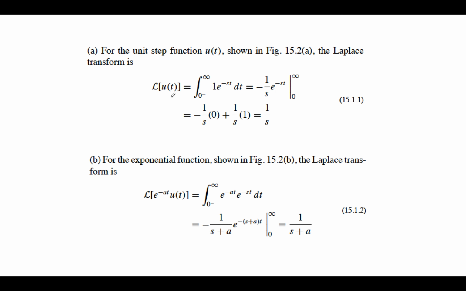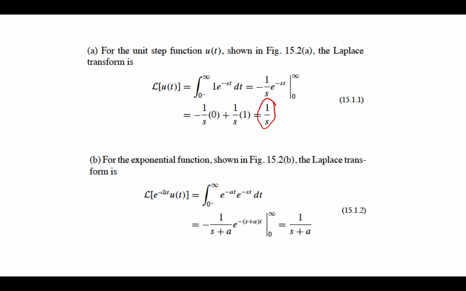Now the step function u of t, you basically once again substitute into the integral. You do the integration, and you end up with, in the s domain, 1 over s. So if in the s domain your function of s has a 1 over s term, that is going to inverse transform into a step function.